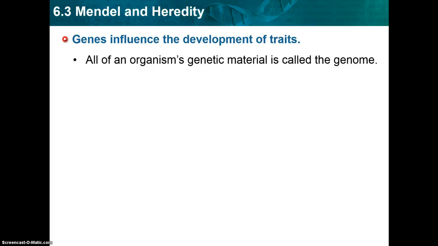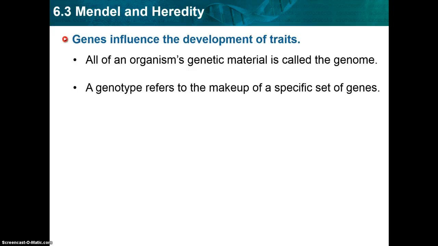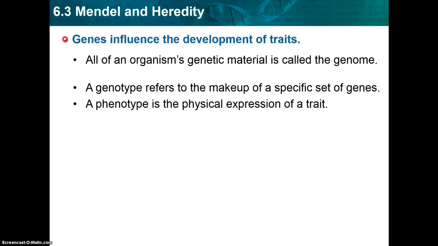All right, so genes influence the development of traits. All of an organism's genetic material is called the genome. Hence, the human genome is all of the genetic material in humans. I know, it's confusing. A genotype refers to the makeup of a specific set of genes, and a phenotype is the physical expression of a trait. So genotype, genes, phenotype, physical.